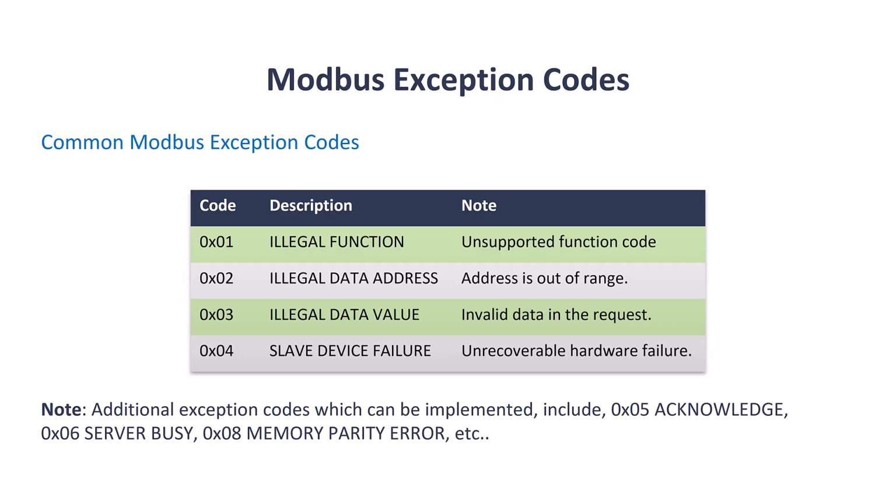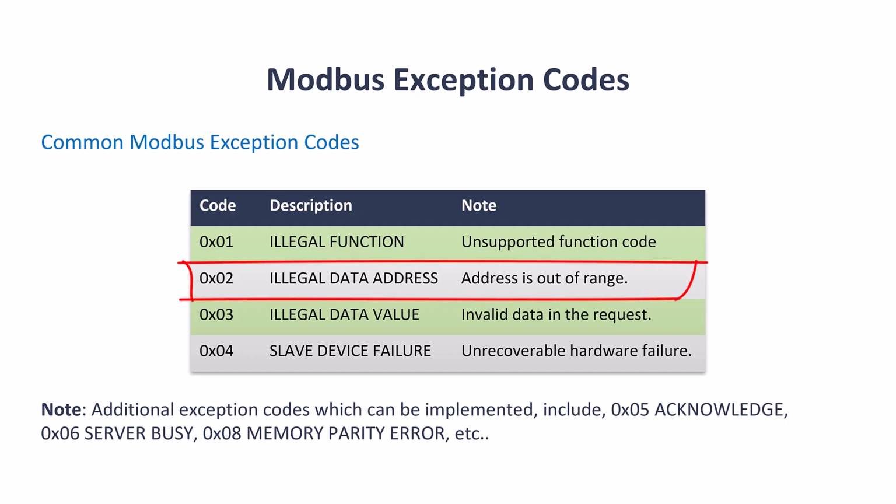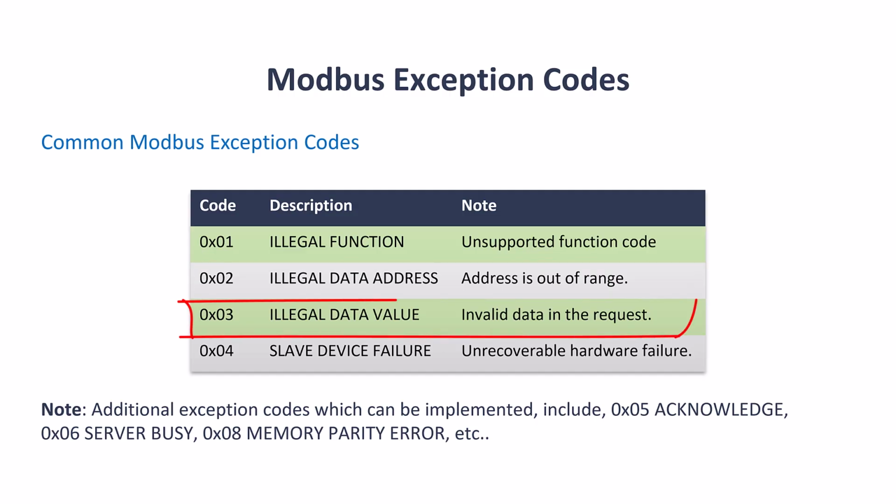Okay, now let's review the commonly used Modbus exception codes. The first is illegal function, code 1. This occurs when the master sends a function code that the slave does not support. Next is illegal data address, code 2, triggered when the master requests an address outside the valid range. Illegal data value, code 3, occurs when the master sends an invalid or out-of-range value.